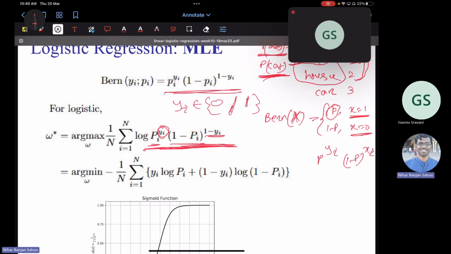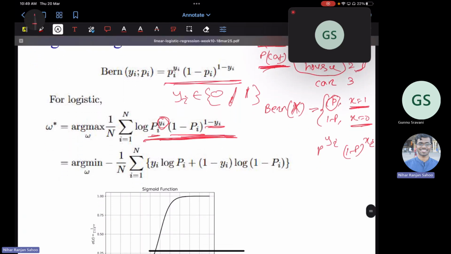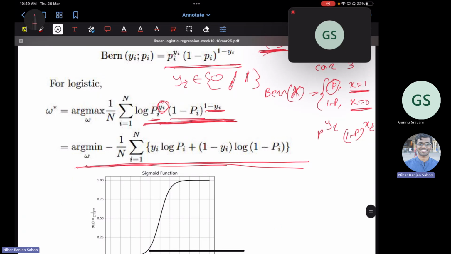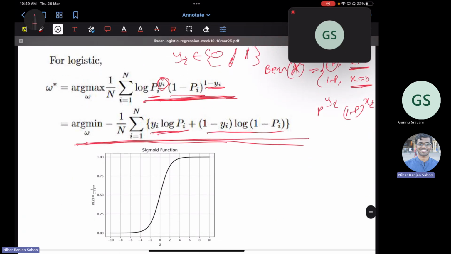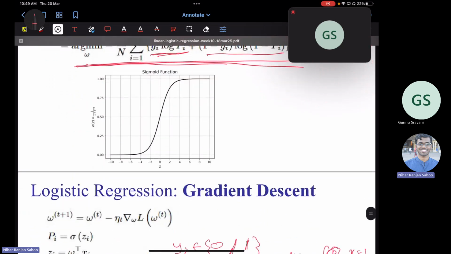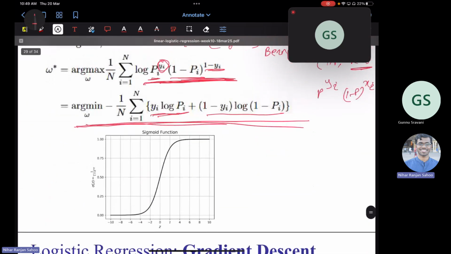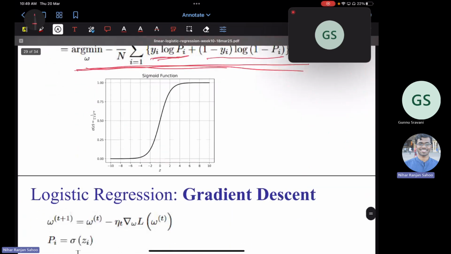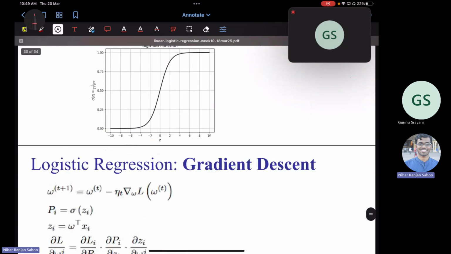And we want to maximize this, meaning we have to compute the derivative and equate it to 0. Or we can also minimize the negative of that. Now if you apply a log to it, the log will expand this part. Then you take the derivative and try to find the value of the parameter. That's what we'll do in the gradient descent step.